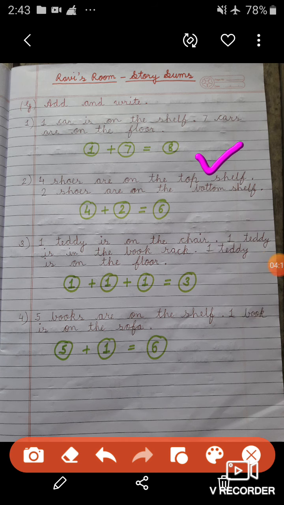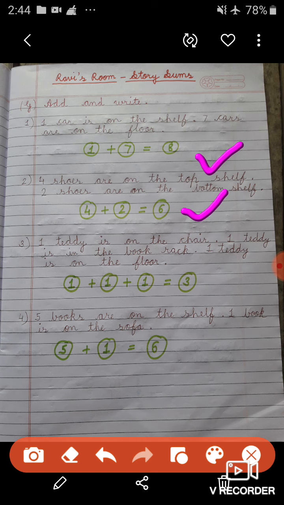Students, we have to add 4 with 2. So when we add 4 and 2, we get the number 6. Okay, so Ravi has a total of 6 shoes. It means Ravi has 3 pairs of shoes.